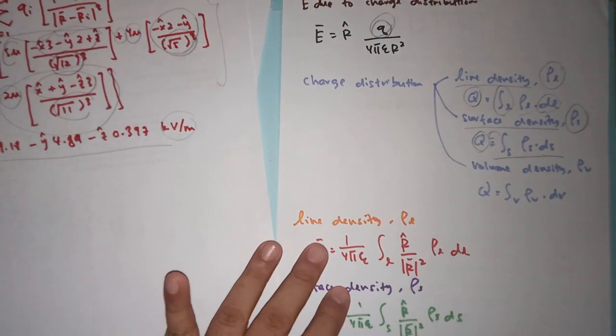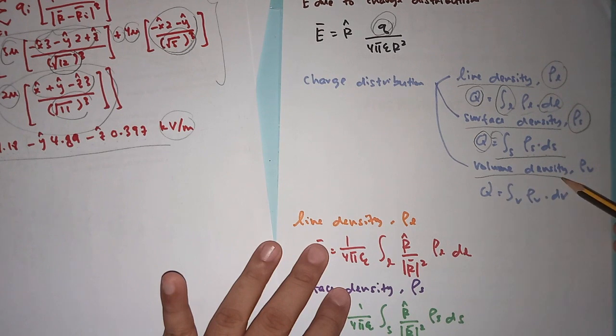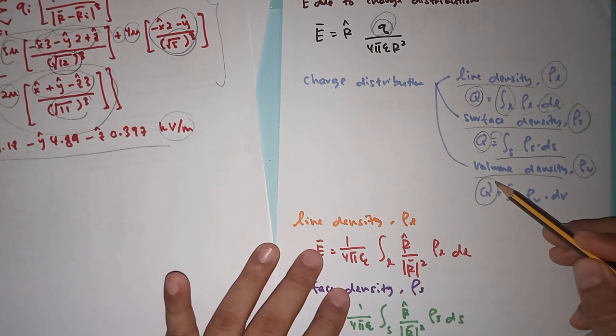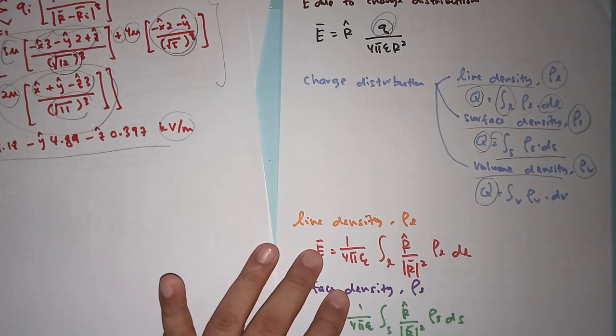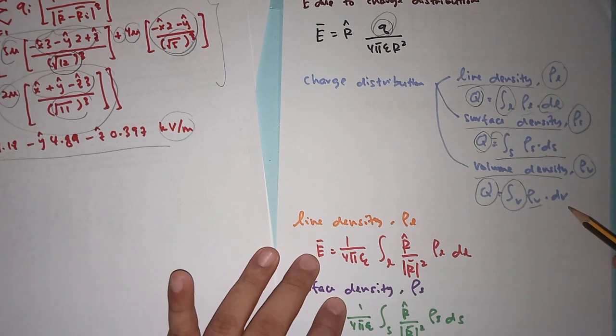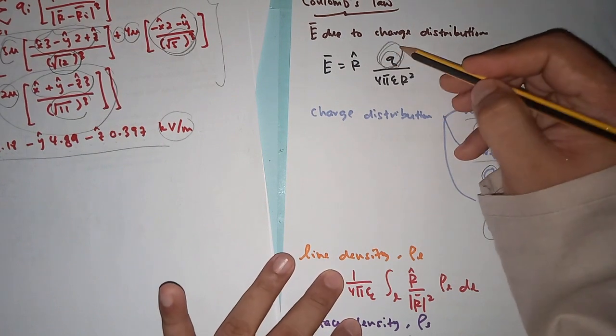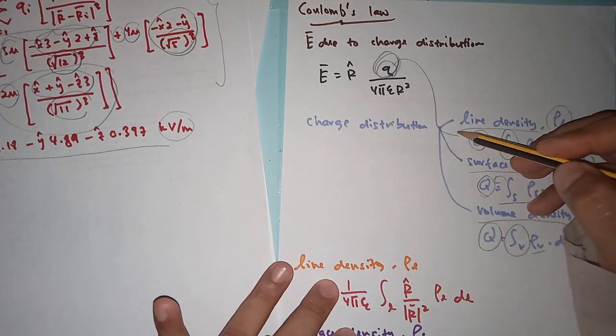And the charge can also exist as a volume density, so we have rho v here. In order to find the total charge enclosed in any volume, we need to perform a volume integration of rho v dot dv. Because of that, the value of Q here can be represented by any of these equations.